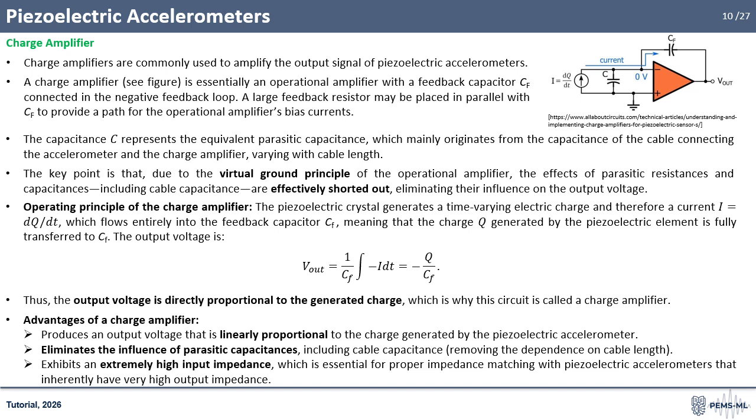The operating principle of the charge amplifier is as follows. The piezoelectric crystal generates a time-varying charge, which produces a current that flows entirely into the feedback capacitor. As a result, the generated charge is fully transferred to this capacitor. The output voltage is therefore directly proportional to the generated charge, which is why the circuit is called a charge amplifier. A charge amplifier has the following advantages.